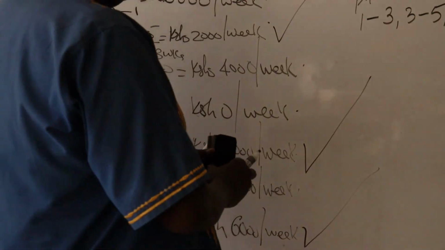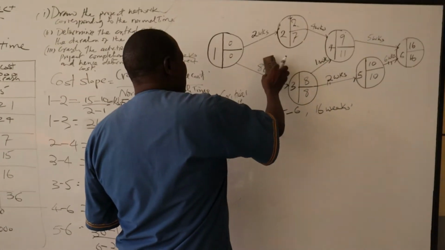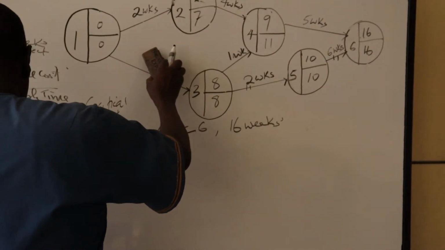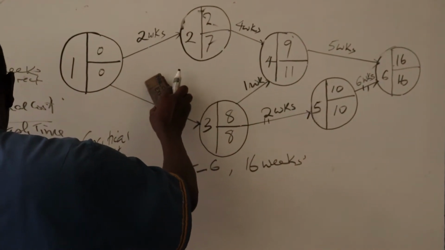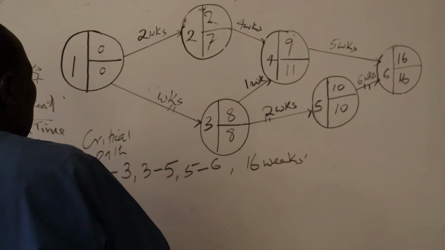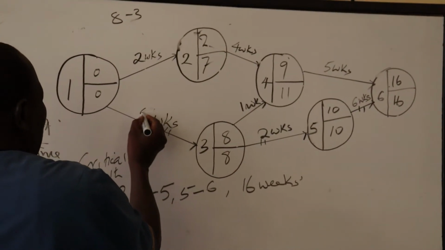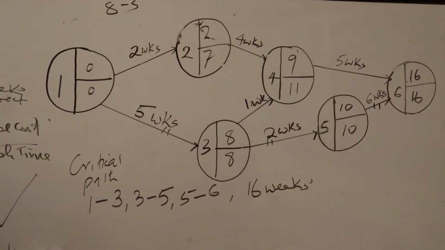Now, crashing goes on like this. The 8 weeks for 1 to 3 is reduced by the 3 weeks available for crashing. That is 8 minus 3. It reduces to 5 weeks.